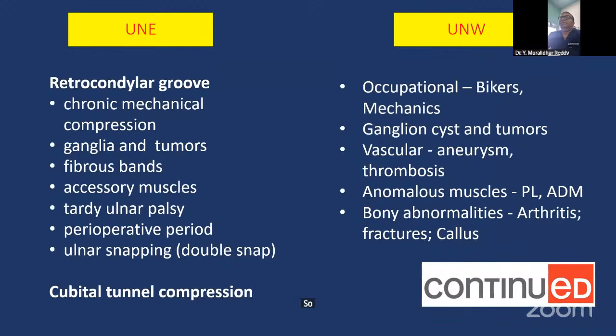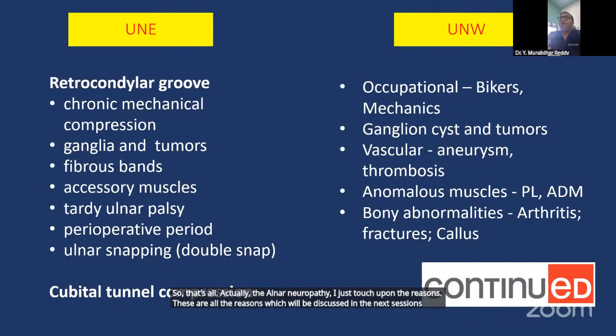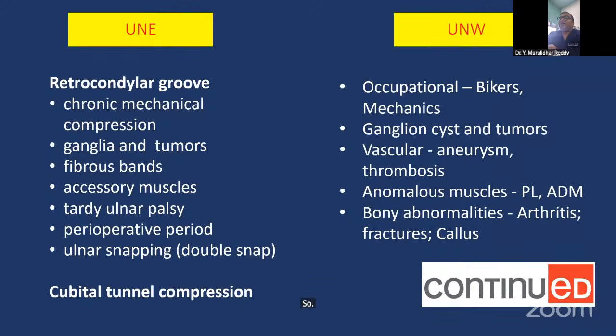So that's all. Actually, for ulnar neuropathy, I just touched upon the reasons. These are all the reasons which will be discussed in the next sessions: the retrocondylar groove and also the cubital tunnel compression. There are various causes. And at the same time, ulnar neuropathy at the wrist could be occupational, it could be tumors, it could be anomalous muscles and other things. So this is the way we evaluate electrophysiologically and by ultrasound.